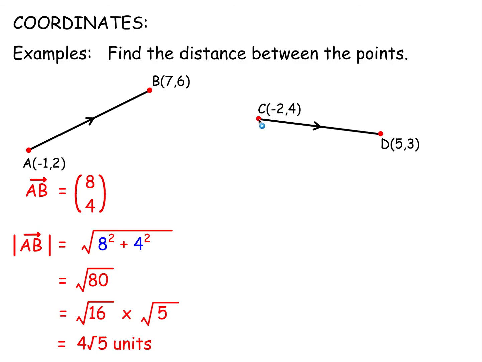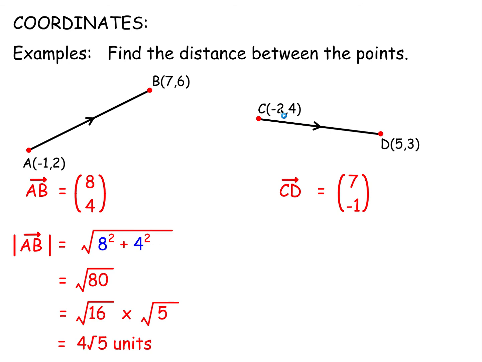To go from C to D, you're going from x coordinate negative 2 to x coordinate 5. That needs an extra 7. So the x component of the vector is 7. And to go from y coordinate 4 to y coordinate 3, you subtract 1. So the y component is negative 1. So the x component was 7 because you add on 7 to the x coordinate. And the y coordinate added negative 1 to the 4. So it's (7, -1).